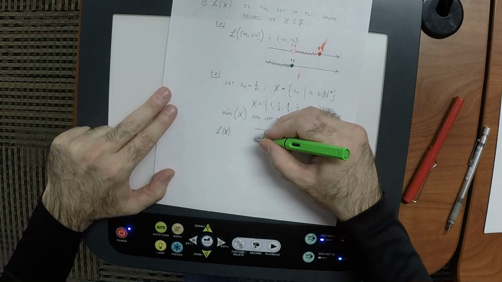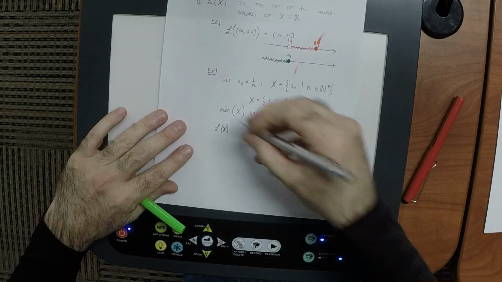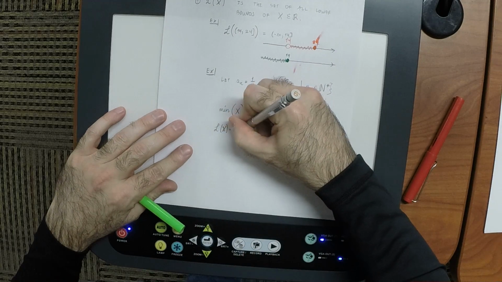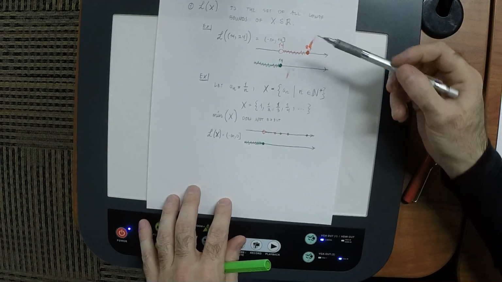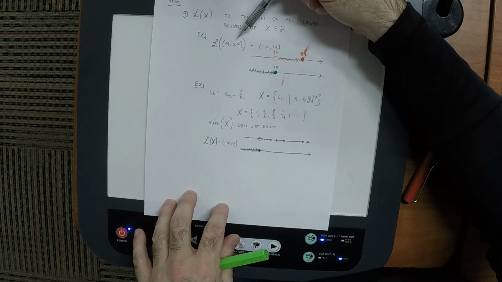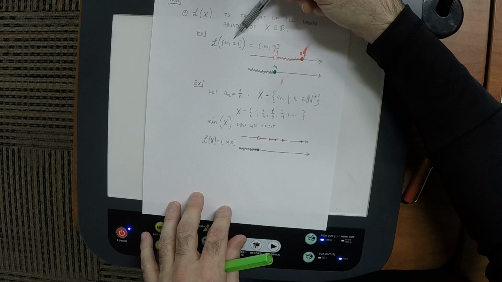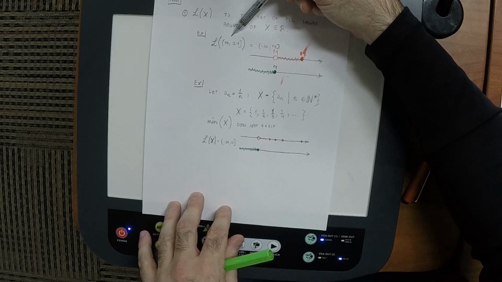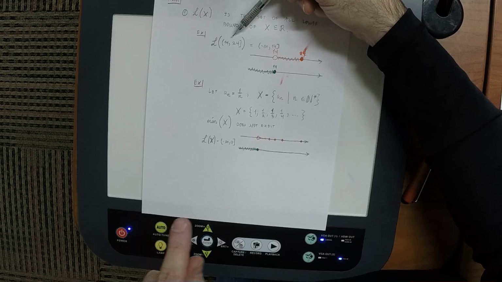Okay, so the set of all lower bounds of the set of all harmonic numbers is this: negative infinity to 0. I could say a similar thing about this set, the set open 1/4 to closed 2/4. Does it have a minimum? It doesn't have a minimum. But in some sense, you want to point at 1/4.